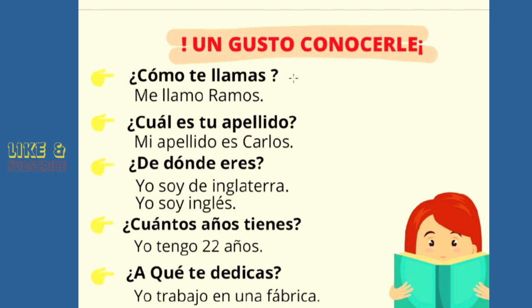तुम खुद को कैसे बुलाते हो means the person is asking the name, what is your name, right? So we have to understand the meaning here. And then he replied me llamo Ramos, right? I call myself Ramos. Okay.